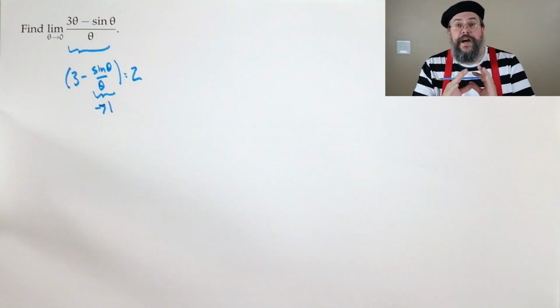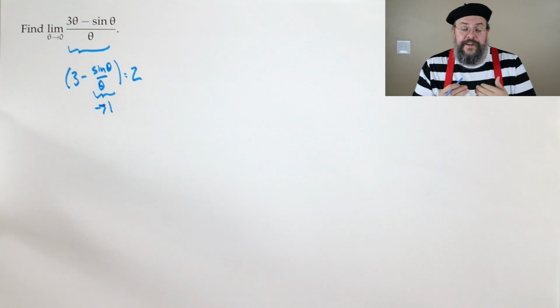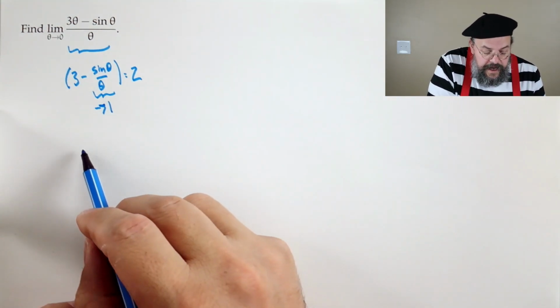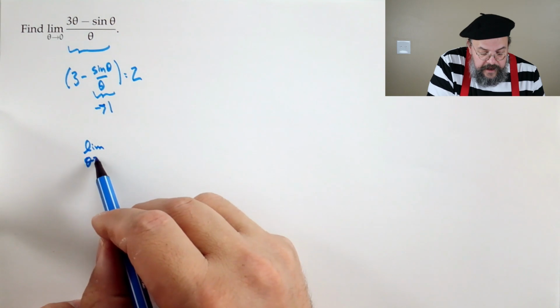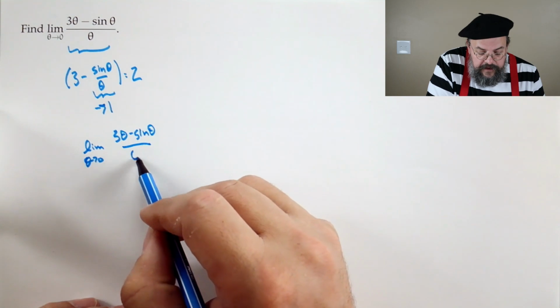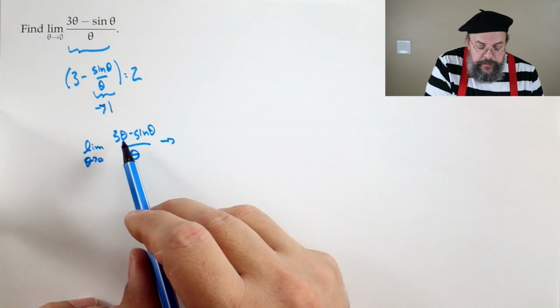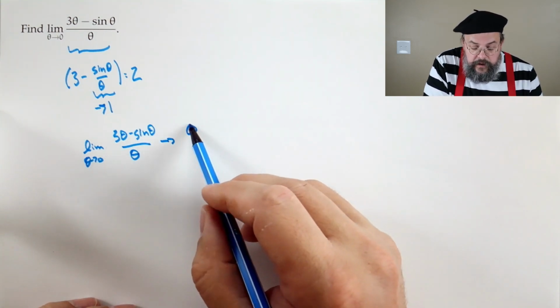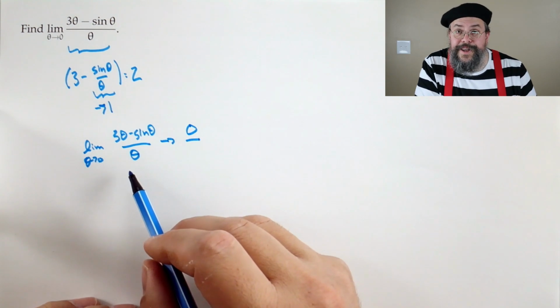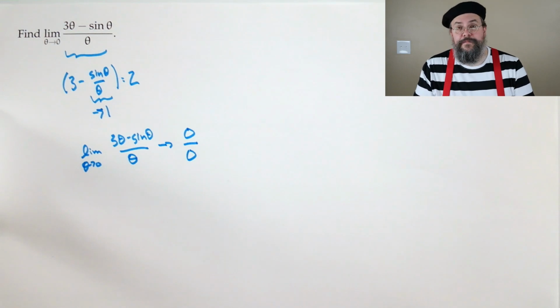Now, before you ever apply L'Hôpital, remember first, you have to see, is it valid? There's really a couple of conditions, but the main condition to check is, is it going to the proper indeterminate form? So if we have our limit here, theta going to 0 of 3 theta minus sine theta over theta, we ask ourselves the question, what's going to happen upstairs? We plug in 0: 3 times 0 minus sine of 0. Well, that's 0. Plug in 0 downstairs. Well, that one's really easy. 0. 0 over 0 means it's an indeterminate form, to which we can apply L'Hôpital.